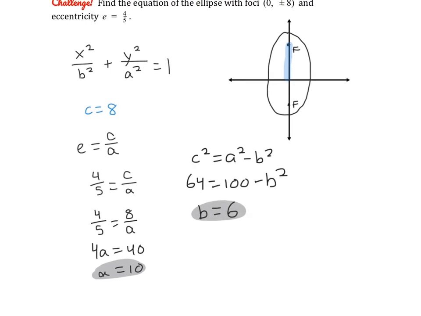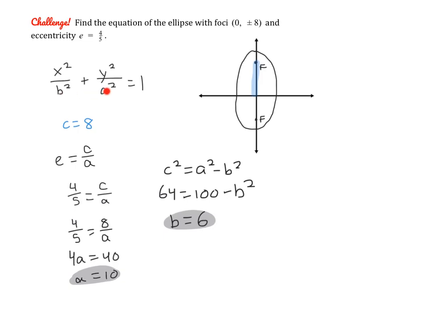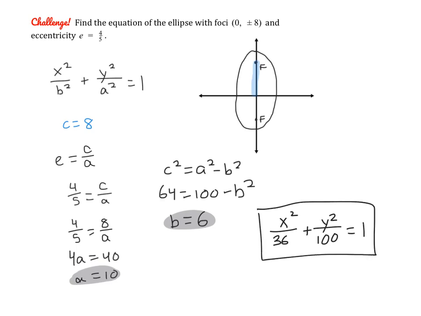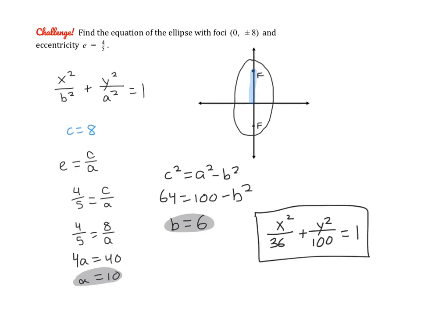Now that we know a and b, we can simply plug them into our formula to get our equation. So we get x squared over 36 plus y squared over 100 equals 1. And there you have it.